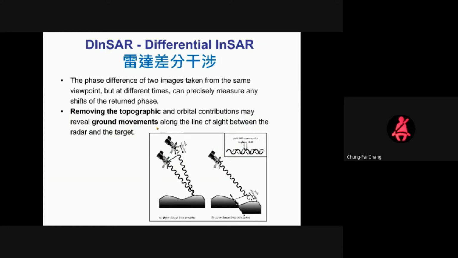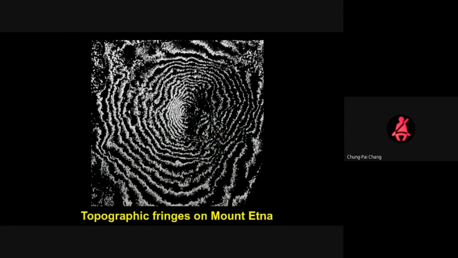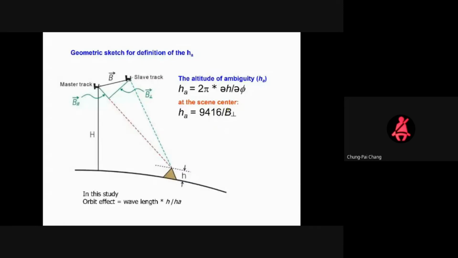But let's come back to this one. If the perpendicular baseline is zero, what will happen? You will have no elevation effect. You can see nothing. You cannot generate the elevation model.